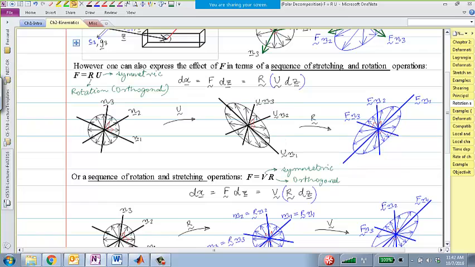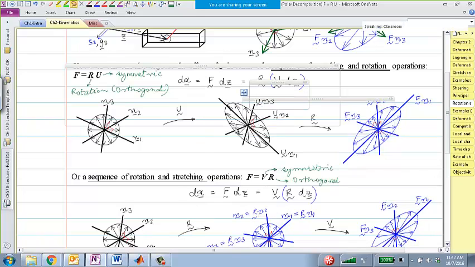lambda 1 times N1, lambda 2 times N2, lambda 3 times N3. And once all of the stretching has happened in these three directions, then the rotation tensor acts on that and gives you this final deformed configuration of these tangent vectors.